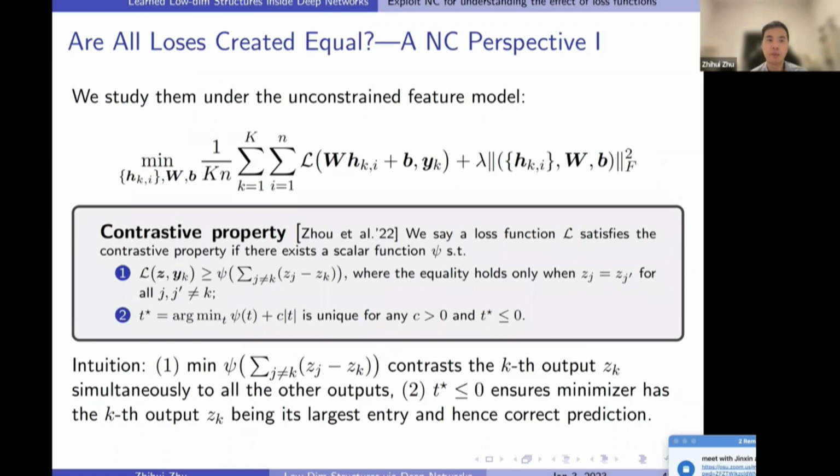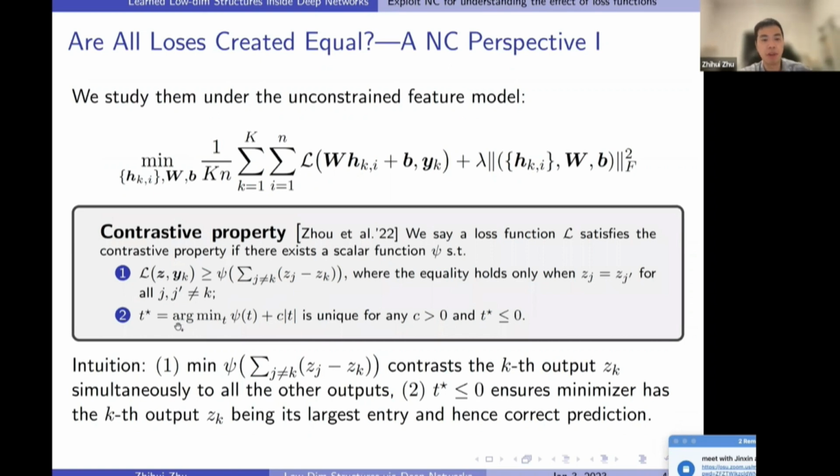To study this, we will look at the unconstrained feature models for different loss functions L. We will study the loss functions under the so-called contrastive properties. It basically refers to the following 2 properties. The first one is that the loss function, in terms of the k-th class, can be lower bounded by a scalar function psi in terms of the difference between the k-th output and all the rest of the outputs. And it achieves equality when the rest of the outputs are equal.